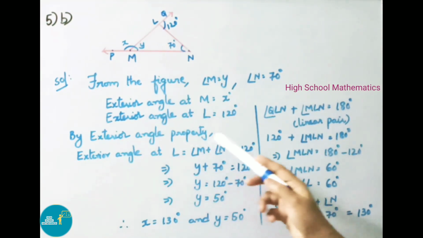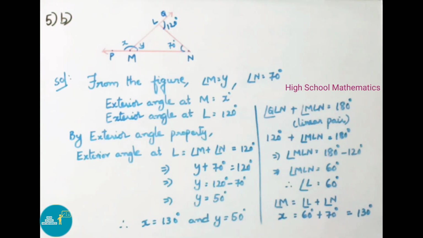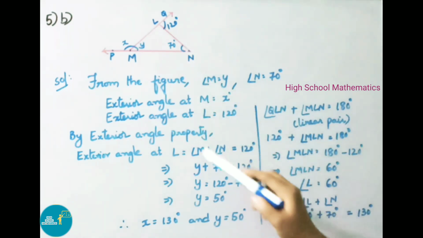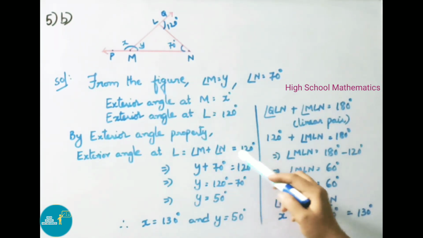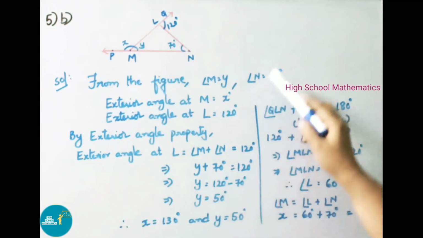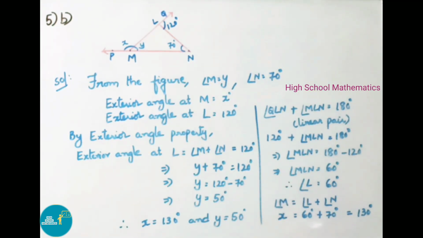We know by exterior angle property, exterior angle in a triangle is equal to sum of the interior opposite angles. See, exterior angle at L equals angle M plus angle N, and the value is 120 degrees. That implies angle M, that is y, plus angle N, 70 degrees, equals 120 degrees. That implies y plus 70, on transposing it becomes minus 70. That implies y equals 120 minus 70, that is 50 degrees. Therefore y value is 50 degrees.